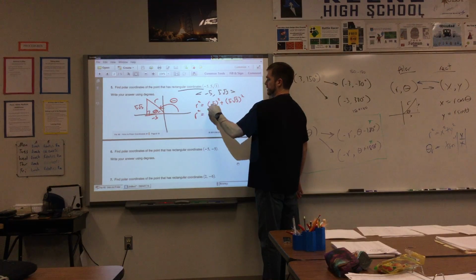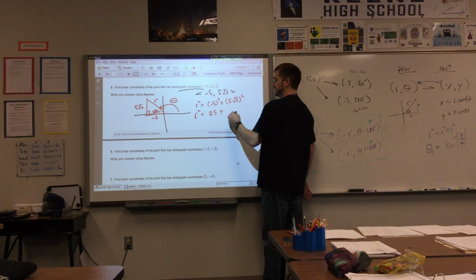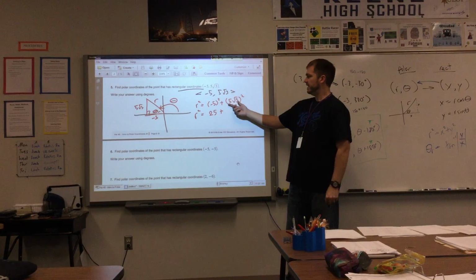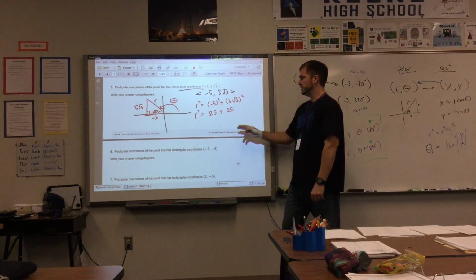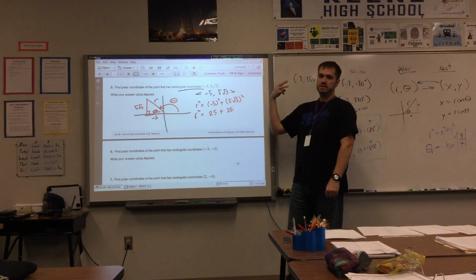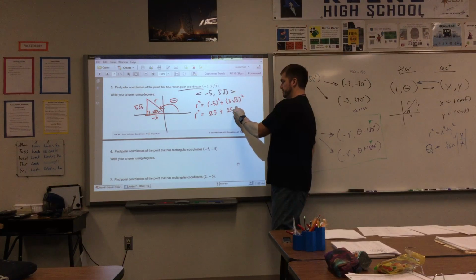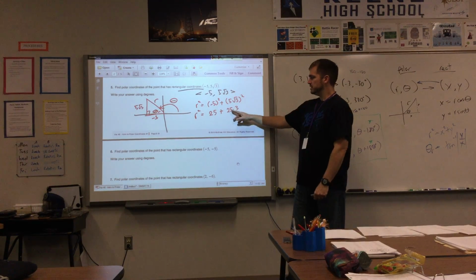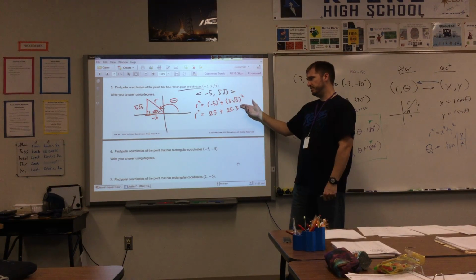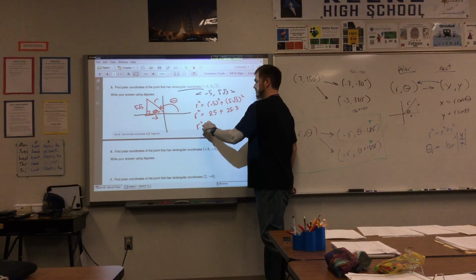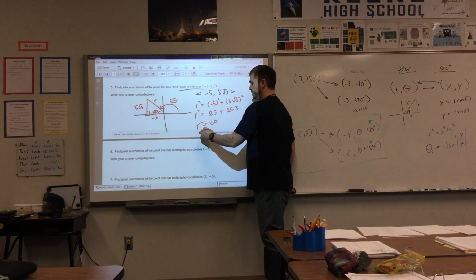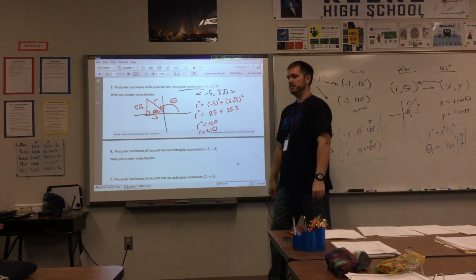So r squared is 25 plus 5 root 3 times 5 root 3, which is going to be 5 times 5, so that's 25, and root 3 times root 3 is 3. So 25 times 3 is 75. 75 plus 25 is 100. So we have r squared equals 100. r would equal plus or minus 10.